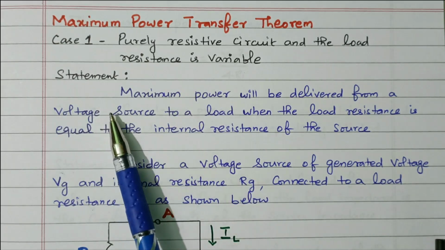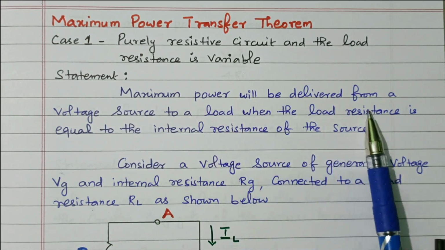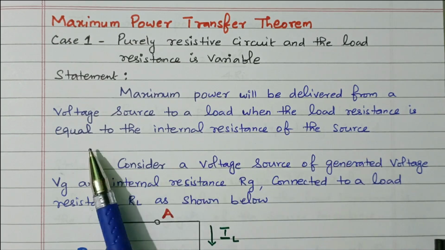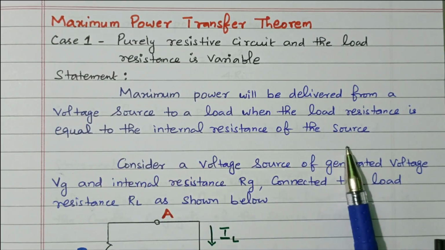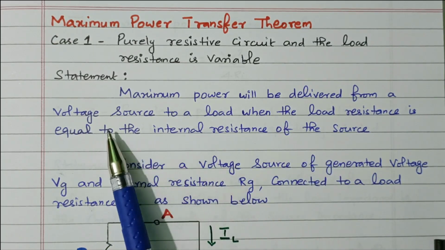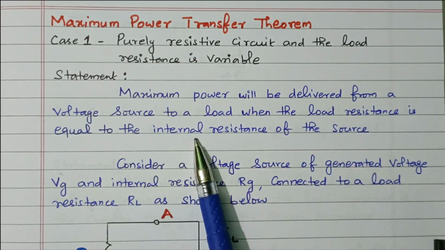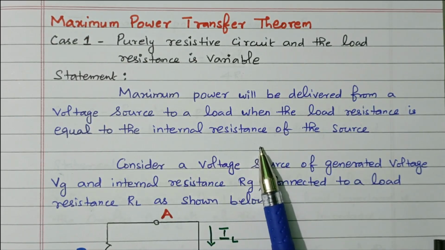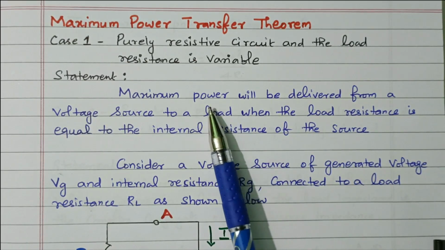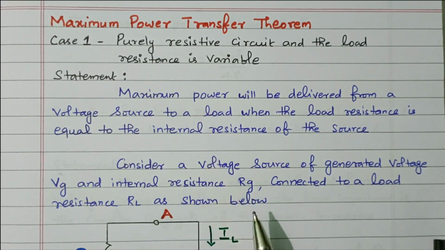The statement of the maximum power transfer theorem is: maximum power will be delivered from a voltage source to a load when the load resistance is equal to the internal resistance of the source. This is the statement given. If the load resistance is equal to the internal resistance, the maximum power will be delivered from the voltage source to the load. That is the statement given.